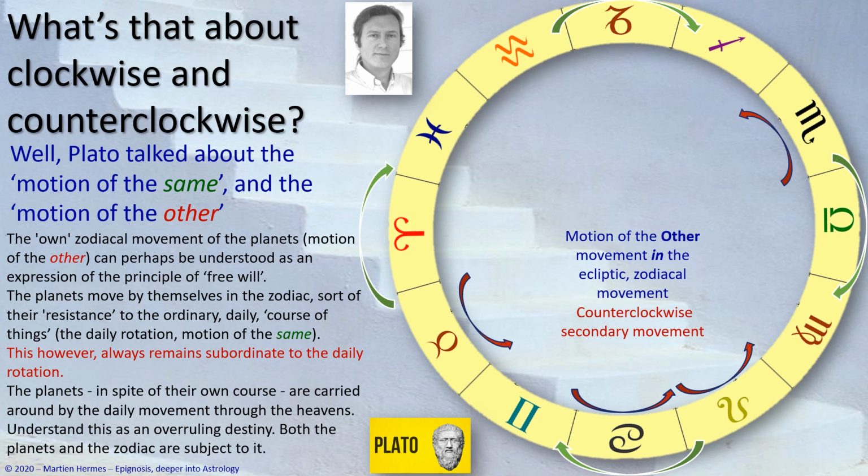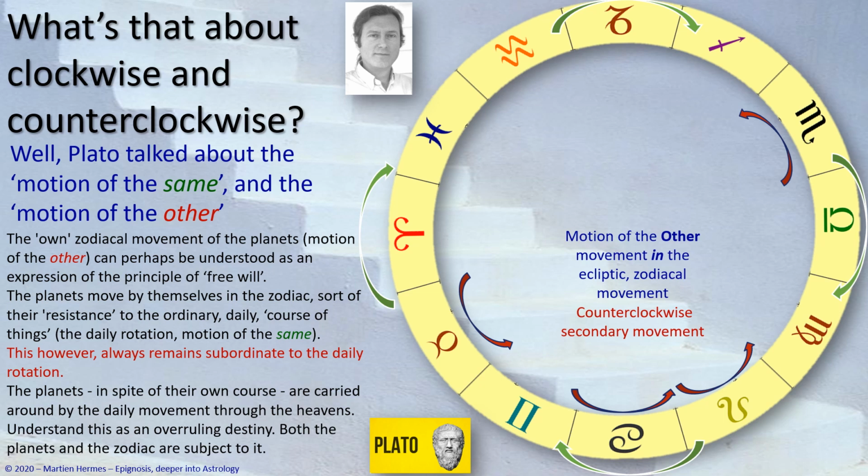But what's very interesting and really very important for this astrology is that this secondary motion, the motion of the other, is always subordinate to the motion of the same, because the motion of the same says how it rotates every day. So wherever the planets are and whatever they are doing with each other, and however they are moving in their own secondary movement, their own zodiacal movement, that is always subordinate to the motion of the same, because that's the primary daily motion. And that's very, very interesting, because that has to do with some sort of overruling destiny, a principle of fate.